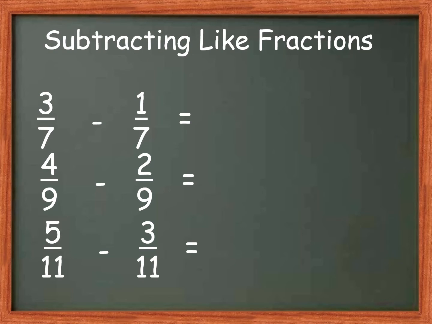Now here, subtracting like fractions is the same idea as adding like fractions, but you just subtract. Since they have the same denominator, you can say 2 over 7 and not 2 over 0, which is impossible. 2 over 9, 2 over 11.